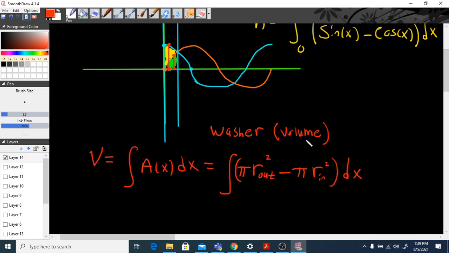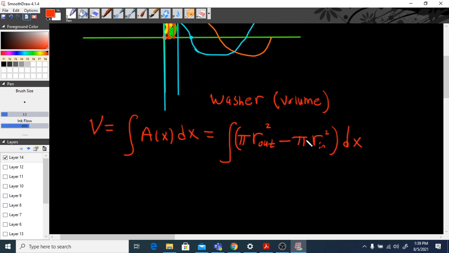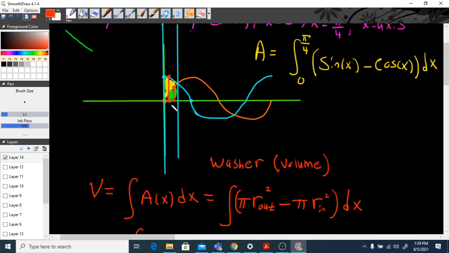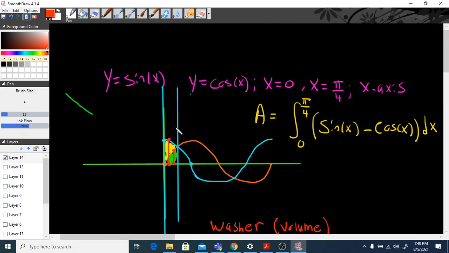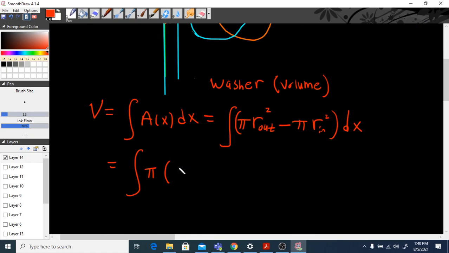Okay, now let's actually do this. So this is going to be the integral, and then it's going to be pi, and then R outer. R outer is the sine function. No, no, it's not. R outer is the cosine function. Sorry about that.